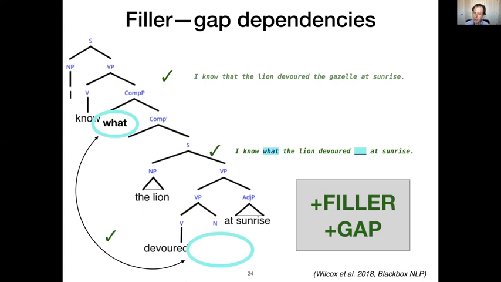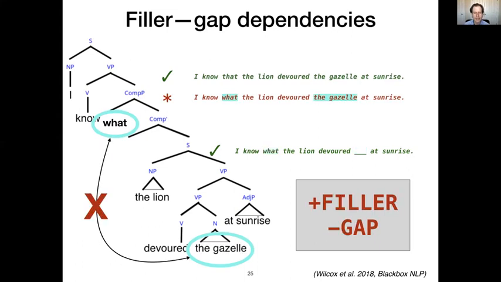Even though what doesn't appear after devoured like an object normally would, it is able to fulfill that function because it is entered into a filler gap dependency. The dependency can be characterized as a relationship between the word what and the word devoured, or the word what and the lack of material immediately after the word devoured, which is often called the gap in syntactic theory. For this reason, I'm going to call this sentence the plus filler plus gap version of this sentence, and you'll notice that it's perfectly well formed.